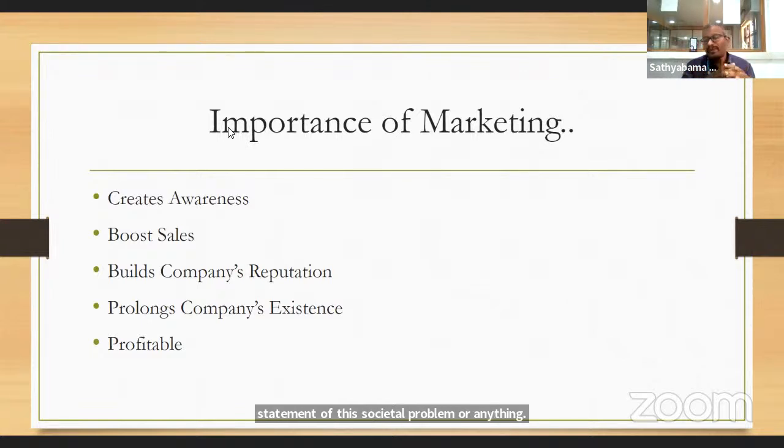It builds the company's reputation. I gave the example of the Apple phone that has built a reputation year after year. It prolongs the company's existence, which is nothing but having revenue generated year after year. You have to increase the customer base, increase the product diversity, target different customers, and also have a profitable business running. So these are the areas in which, if you are going to concentrate on marketing, you can focus your production.